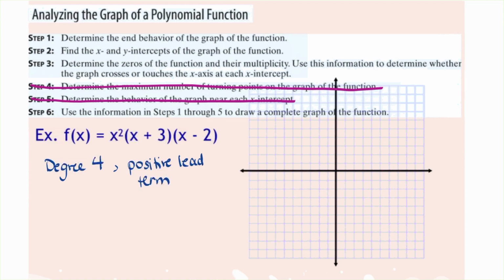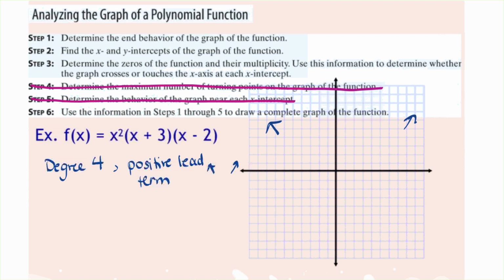So what that ends up looking like is like that field goal person, where the degree is 4. It is an even degree, so that means the end behavior must agree. And since it is a positive lead term, these are both increasing left to right. So my function basically starts high and stays high on my graph.